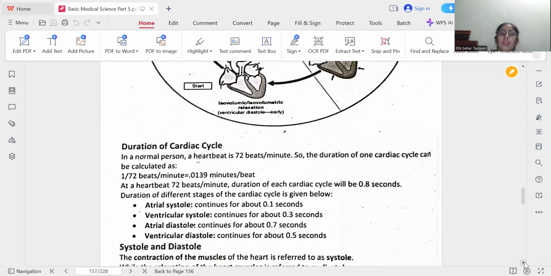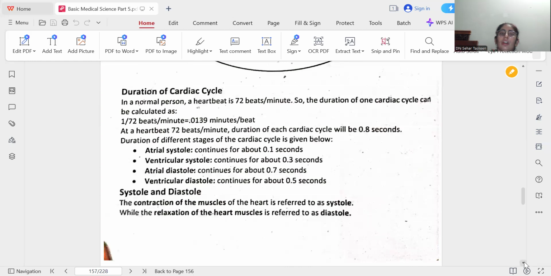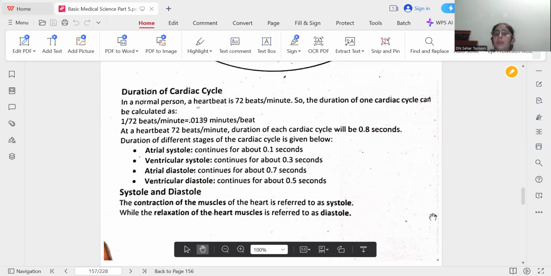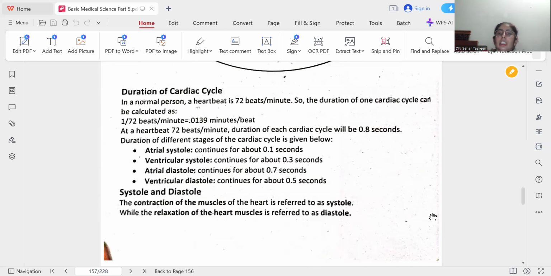Cardiac cycle ये दिखाया जा रहा है आपको. इसके बाद duration of cardiac cycle. In a normal person, a heartbeat is 72 beats per minute, so the duration of one cardiac cycle can be calculated as 1 over 72 beats per minute, 0.0139 minutes per beat.